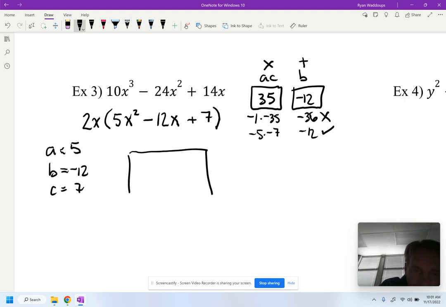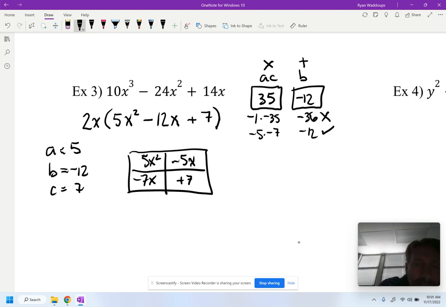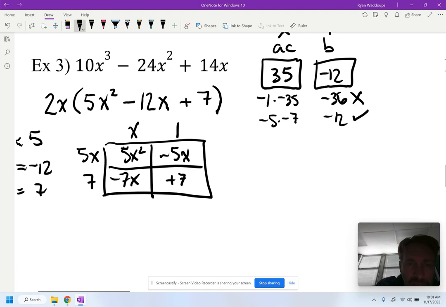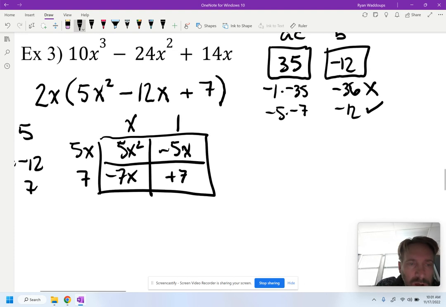So once again, back to the box. 5x squared plus 7, and then minus 5x and minus 7x. And top row, I'm going to say they have a 5x in common. Bottom row, I'm going to say they have a 7 in common. First column, x in common. And then negative 5x and 7 seemingly have nothing in common, so that means they have 1 in common. If you don't have any other prime factors or variable factors in common, you always have the number 1 in common with all numbers and expressions.